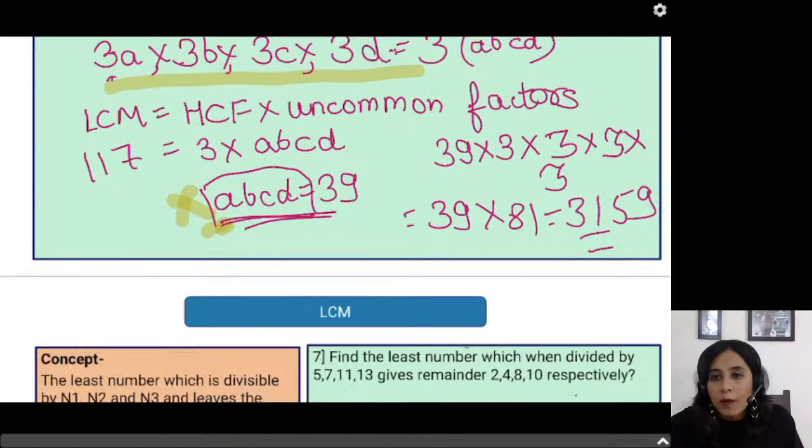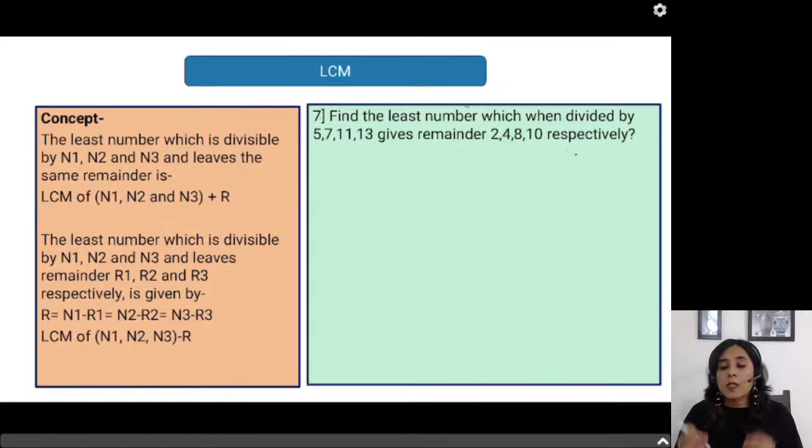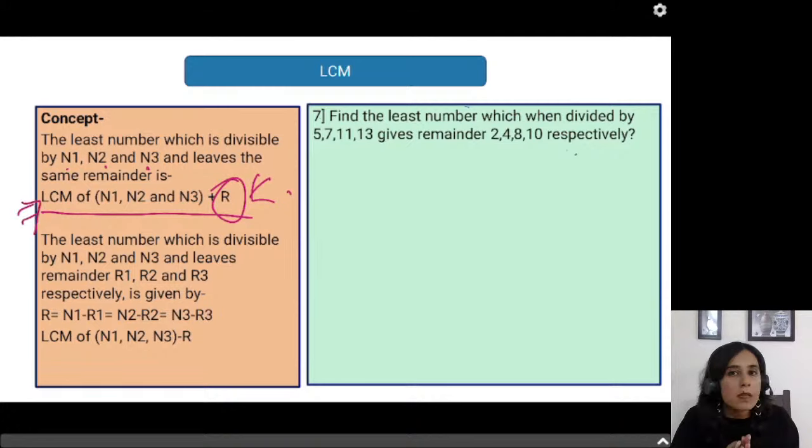Okay. Now let us see the last concept, very quickly. The least number which is divisible by n1, n2 and n3 and leaves the same remainder. If you are given three numbers and you have to find the number which is divisible by all the three given numbers and leaves the same remainder, then in that case you have to find the LCM of the three numbers and add r to it. So this is how you have to calculate. This is just one concept which I think is important.